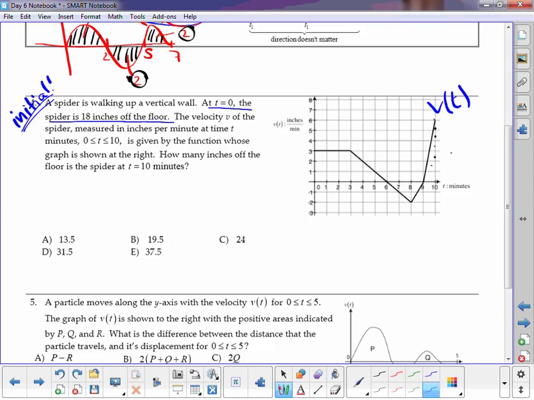How many inches off the floor is the spider at time t equal to 10? Alright, so we're asked about position, right? How many inches off the floor? We want to know the spider's position at 10 minutes. I'm going to use x of t to represent that. Alright, so at time t equal to 0, spider is 18 inches off the floor. That means that x of 0 equals 18, right? At zero time, he's sitting here.